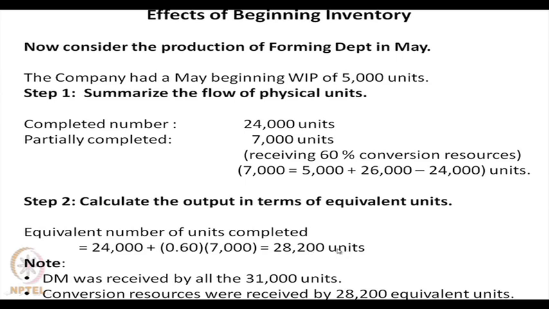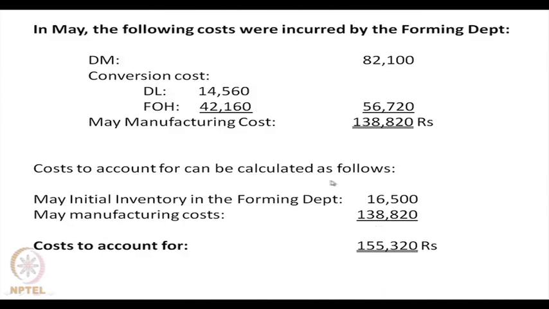Now, as we had done in the case of April, direct material was received by all the 31,000 units, whereas the conversion resources have been received by only 28,200 equivalent completed units. So, keeping this in mind, we now proceed.